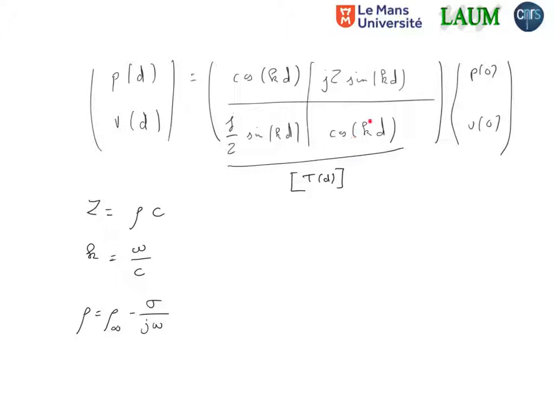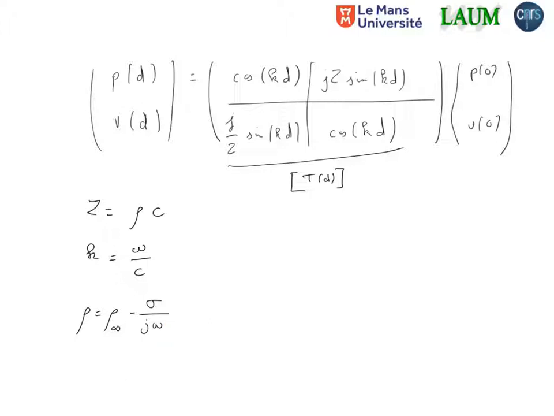Okay, so this is a 2 by 2 matrix in which we have 4 coefficients: cosine KD, jZ sine of KD, j over Z sine of KD, and cosine KD. Z is the specific impedance of the layer, which is the product of the density multiplied by celerity. K is the wave number, equal to omega divided by C. And in the present case, we have a porous material, and we have to notice that the density is equal to some constant rho infinite minus sigma over j omega.